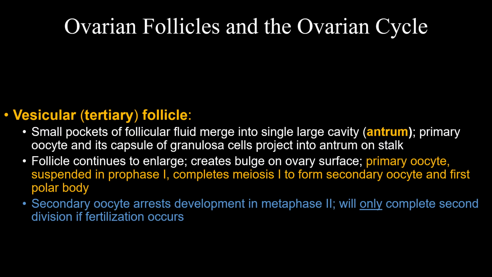At this point, the primary oocyte, which was previously suspended in prophase 1, will complete meiosis 1 to form the secondary oocyte and the first polar body. It is then suspended in metaphase 2, and it will not complete meiosis unless it is fertilized. Keep in mind that the maturation of any one individual oocyte and follicle will take 3 to 4 cycles to complete. So it takes about 90 to 120 days for the dominant follicle to mature to a vesicular follicle with a secondary oocyte.